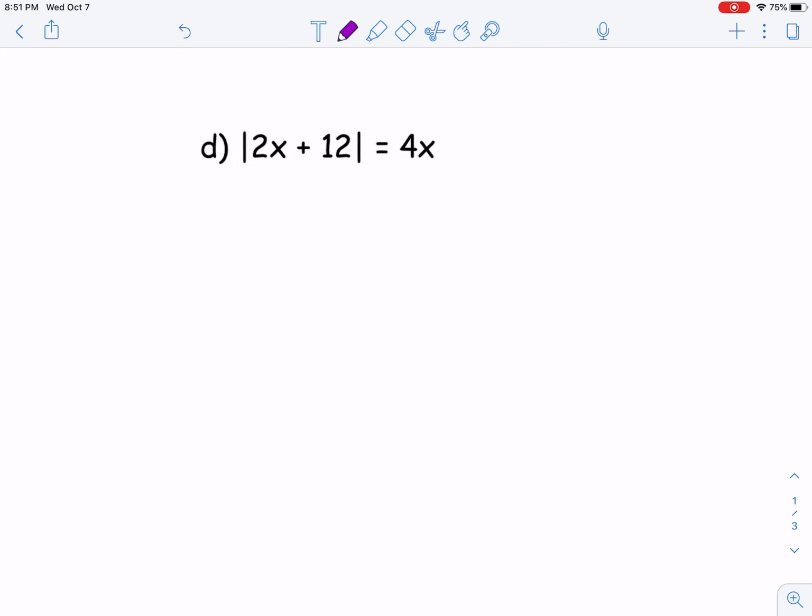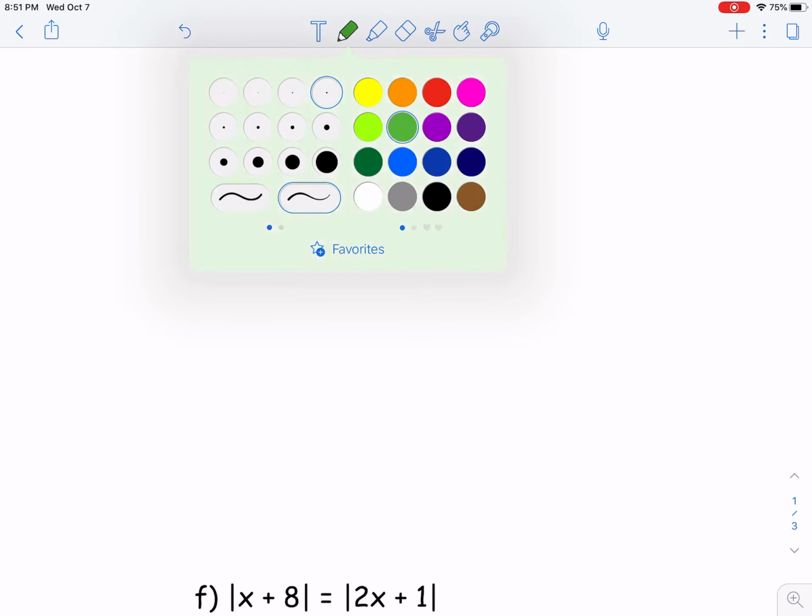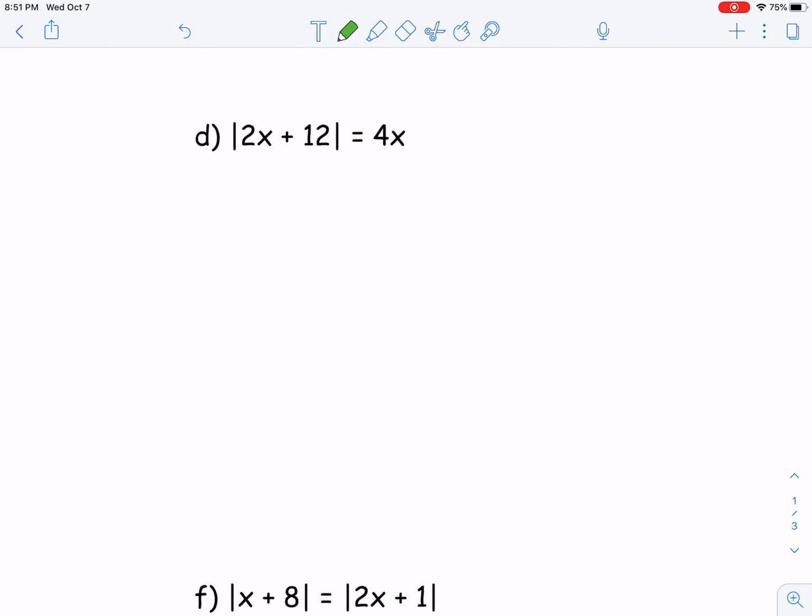Going on to part D. So isolate the absolute value, create two equations, solve, check for extraneous solutions. So here we go. The absolute value of 2x plus 12 is equal to 4x. My absolute value is already isolated, so I can jump straight into setting up two equations. So leaving it positive, and then taking what's on the inside of the absolute value and making it negative, turning it to the opposite. And now I solve.